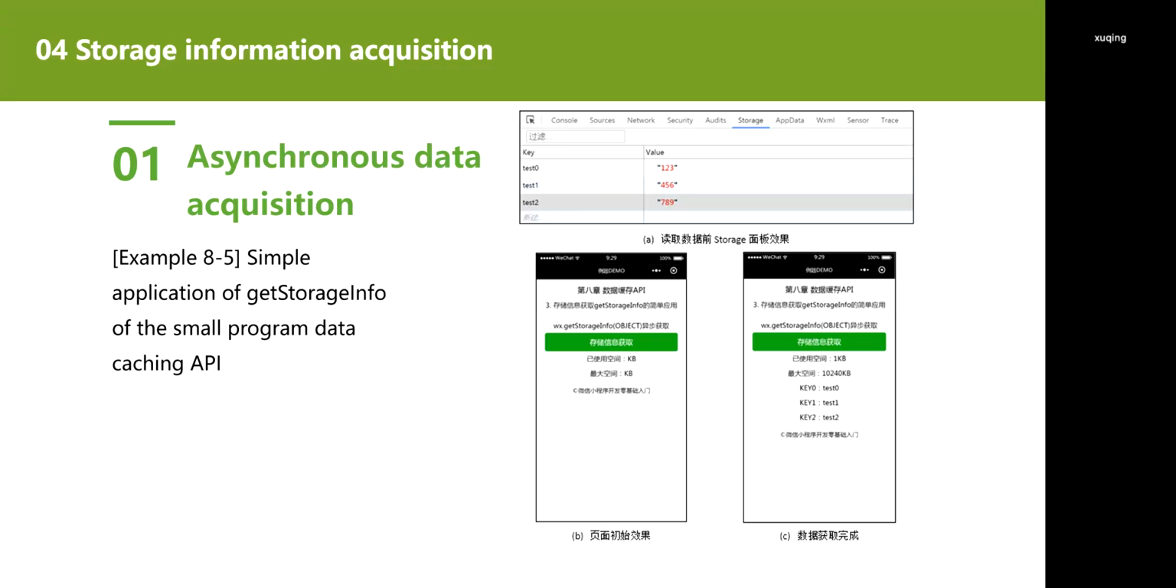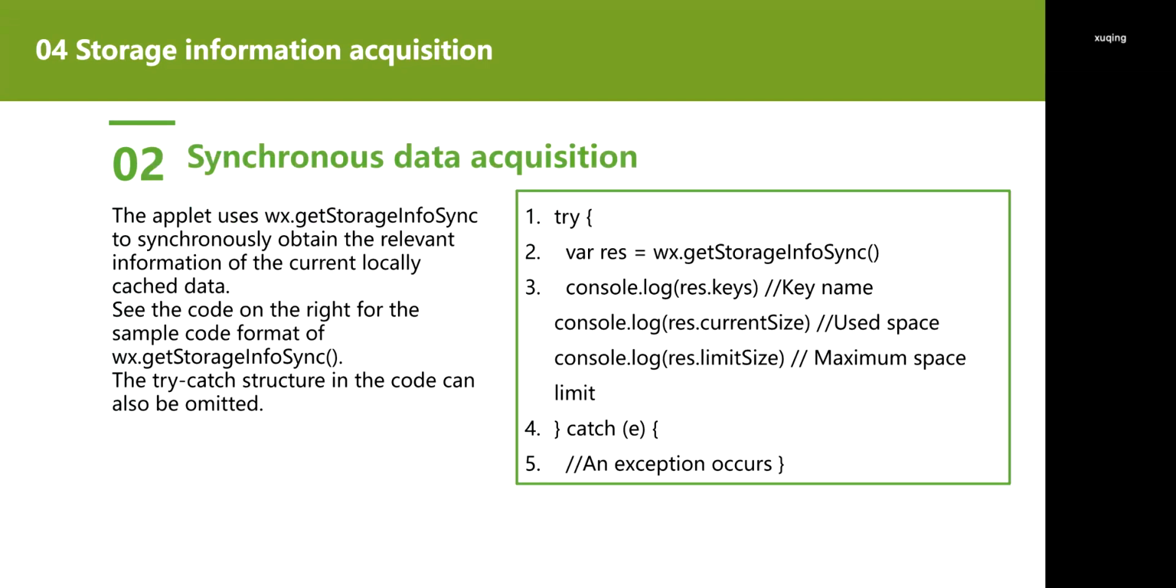You see in this A is the storage panel before compiling. We can see the previous data here. And then we have the initial effect of the page in B. And in C is after acquiring the information, we have this effect. Okay, here is for this example. Then we'll see another one, the synchronous data acquisition.